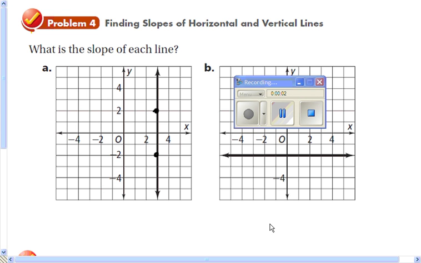All right, this is lesson 5-1, part 2. Just got to finish up a couple things here, and it won't take too long.